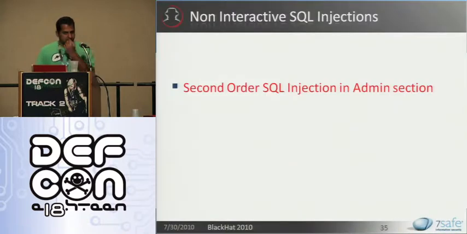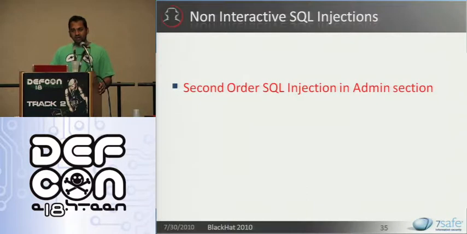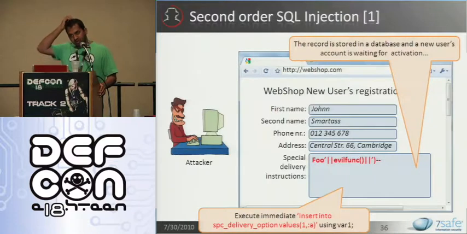Right. Next, I wanted to talk about a class of vulnerability which I feel is not very much discussed, and that is non-interactive second-order injections. So what I mean by non-interactive second-order injection is this. If you imagine an e-commerce website or any website which allows a new user registration functionality, imagine an unauthenticated attacker attacking a functionality such as this.